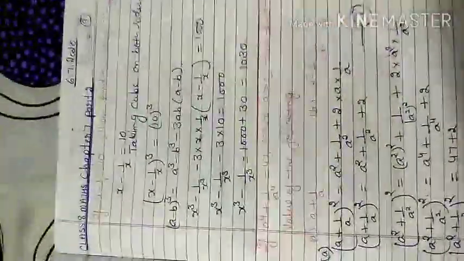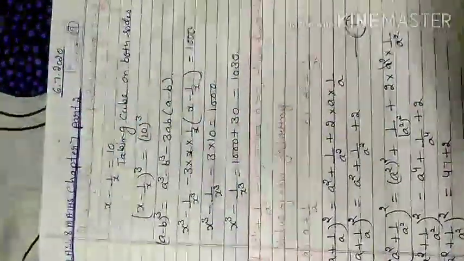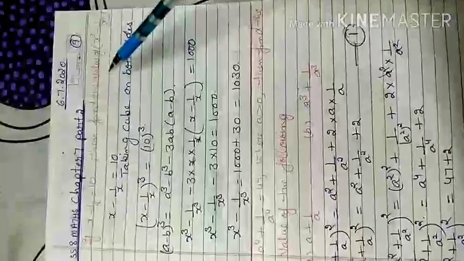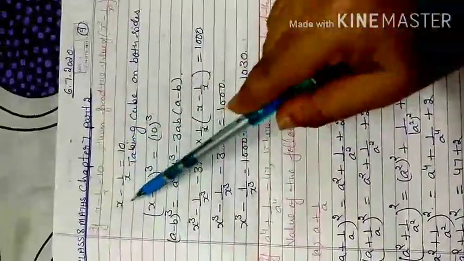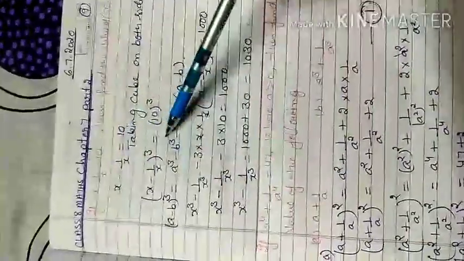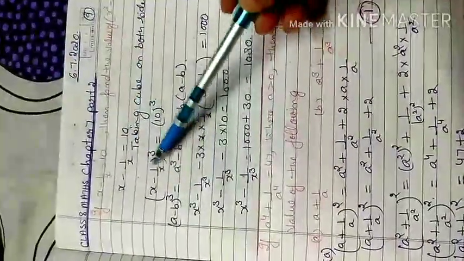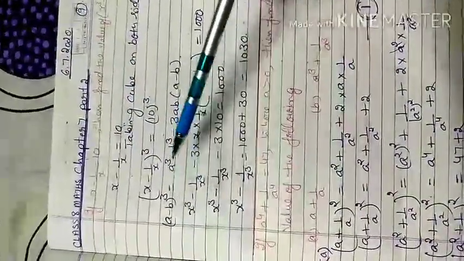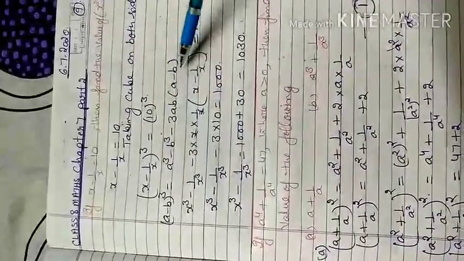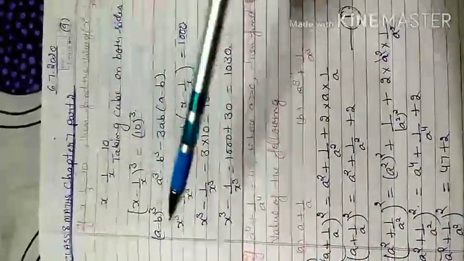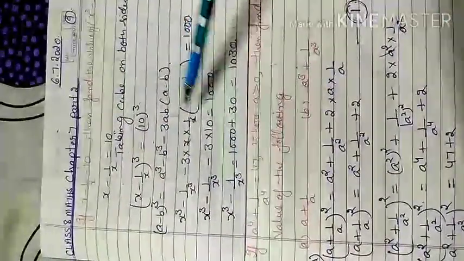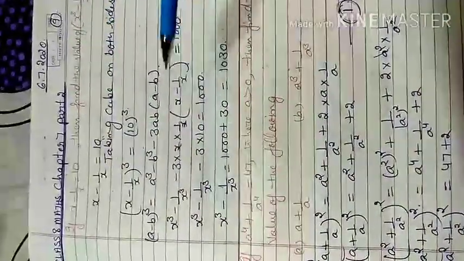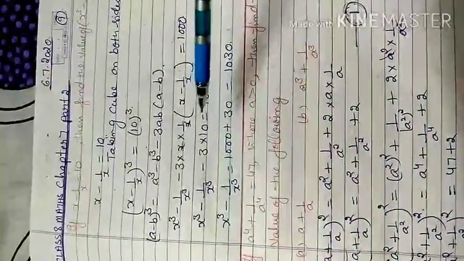Similarly, if x minus 1 by x is equal to 10 is given, you have to find the value of x cube minus 1 by x cube. So you take again what is given to you, taking cube on both sides. Apply the a minus b whole cube formula: a cube minus b cube minus 3ab into a minus b, and 10 cube is 1000. x cube minus 1 by x cube minus 3 into x into 1 by x, into x minus 1 by x. The value of x minus 1 by x is given as 10.